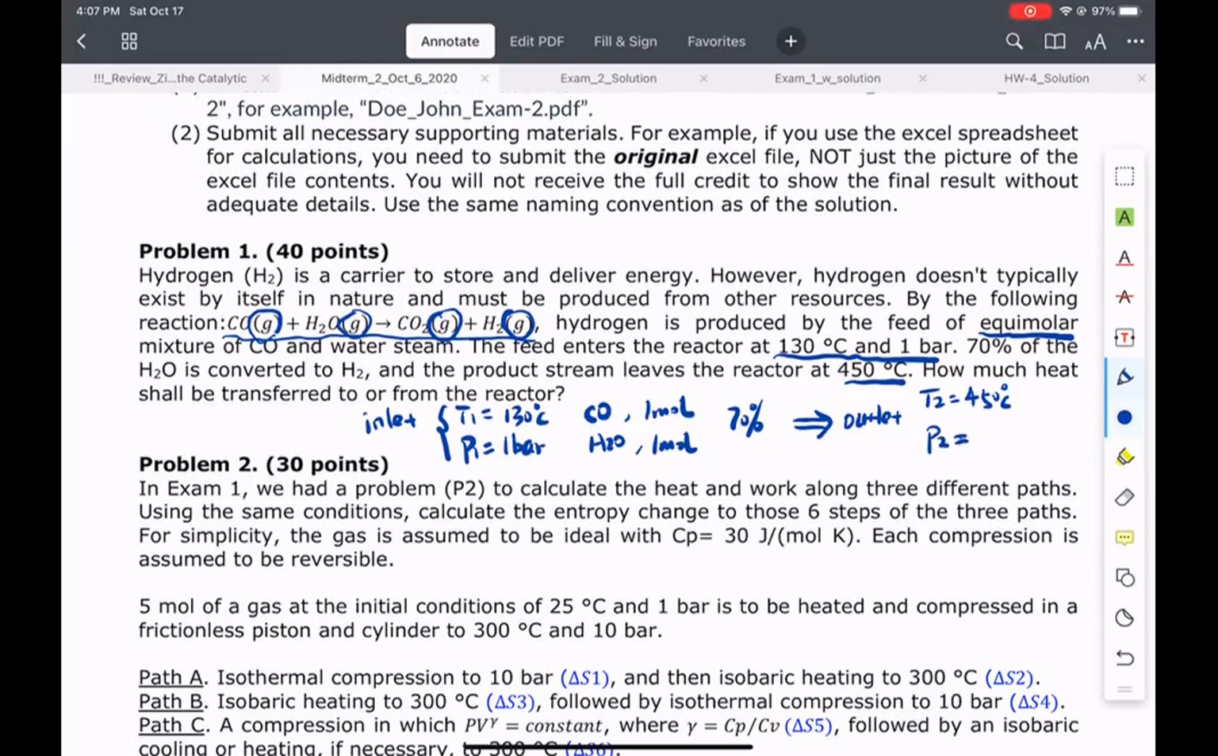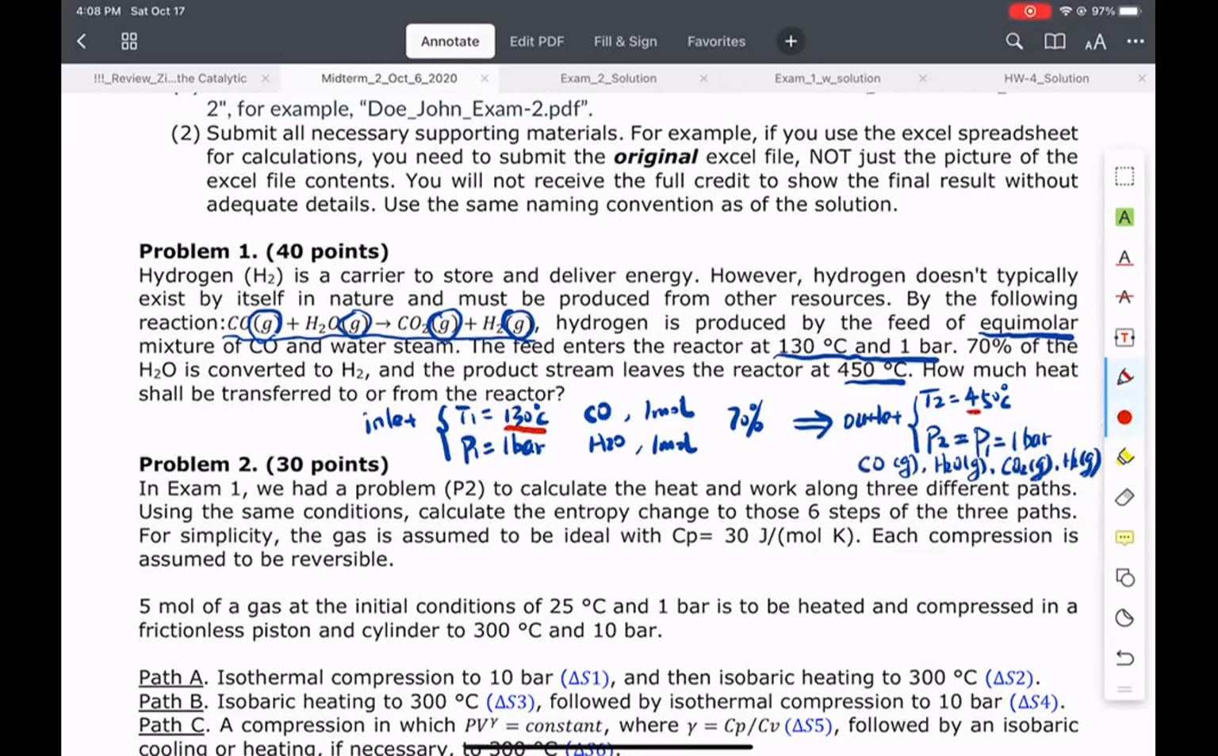We did not tell you P2 in the problem statement, but you can see that 1 mole of CO and 1 mole of water produce 1 mole of CO2 and 1 mole of hydrogen. So the stoichiometric coefficient change will be 0. This is why P2 will be the same as P1, 1 bar. And then for the outlet components, we are going to have the remaining CO in the vapor phase, water in the vapor phase, and we produce CO2 in the vapor phase and hydrogen in the vapor phase. So apparently we are going to have the temperature change.